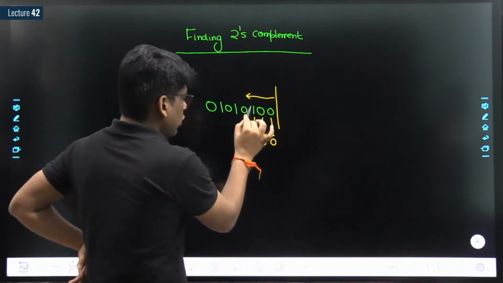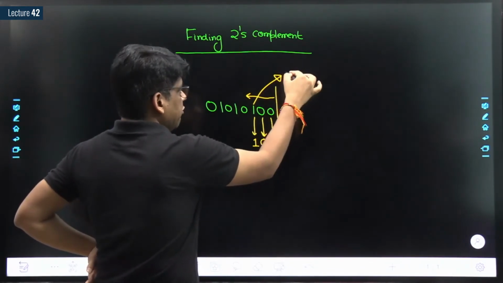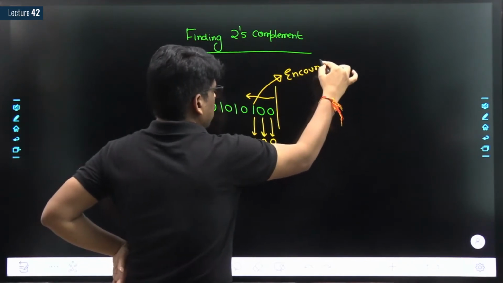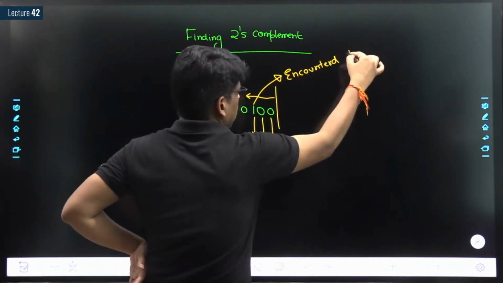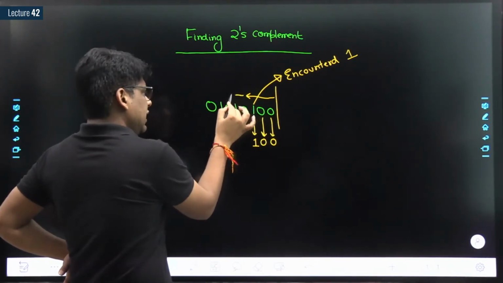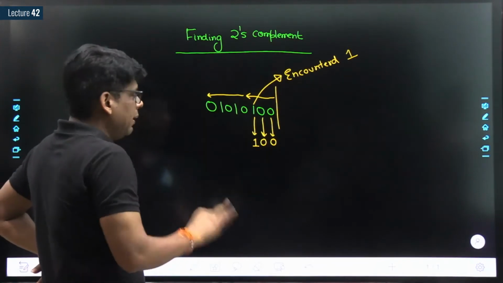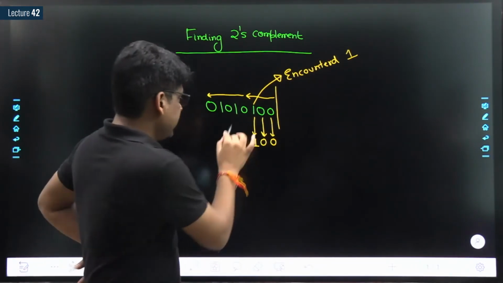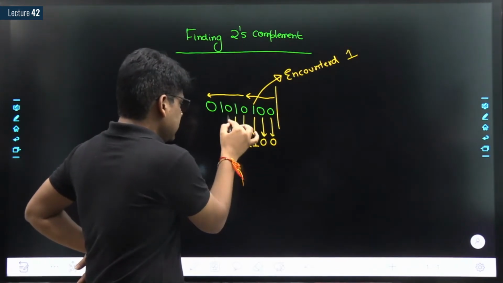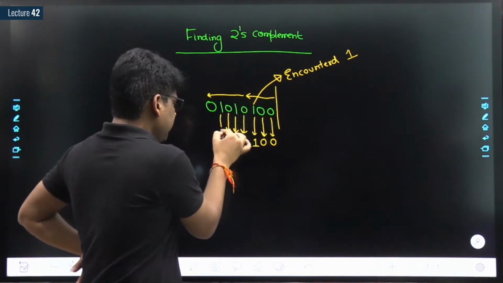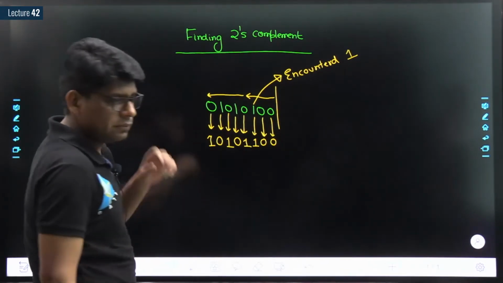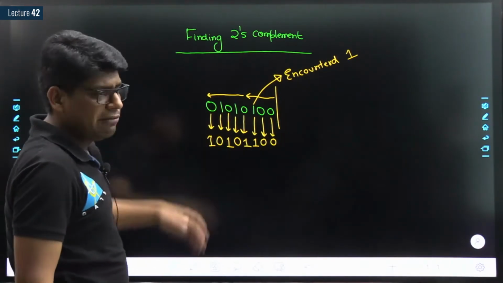Sir, 0, 0, 1. Okay, we encountered a 1. First one. Okay, then what to do? Then, still move like this, but just flip the bits. If it is a 0, make it 1. If it is a 1, make it 0. If it is a 0, make it 1. If it is a 1, make it 0. If it is a 0, make it 1. That's how you can easily find 2's complement.